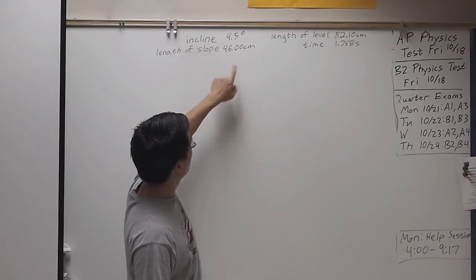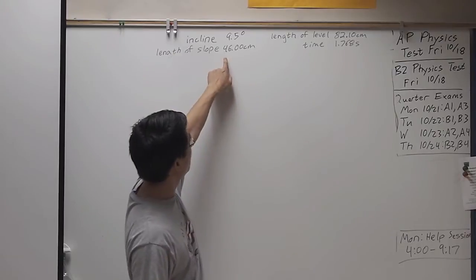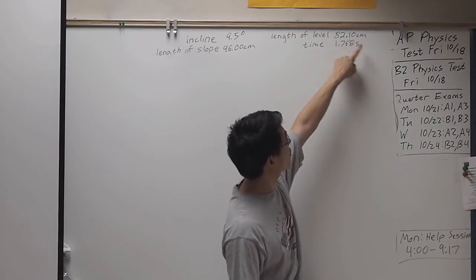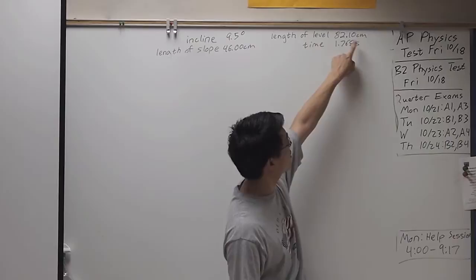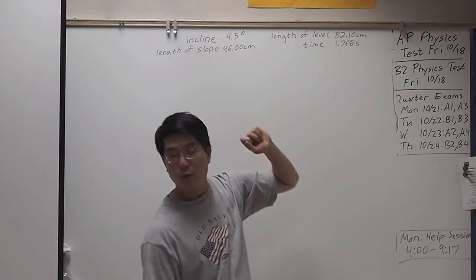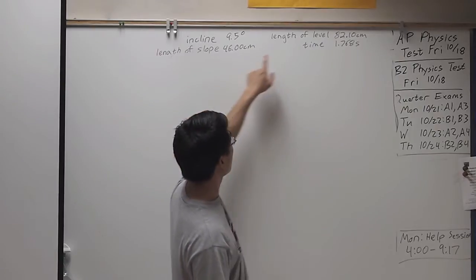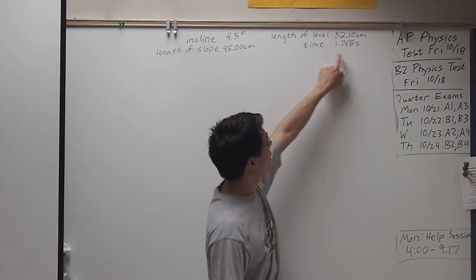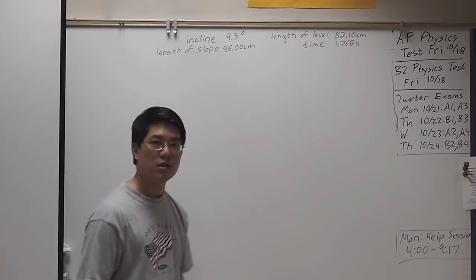The inclination of the slope is 9.5 degrees, the length of the slope is 46 centimeters, the length of the level portion is 82.10 centimeters, and the time required for the ball to move down both portions, both the slope and the level, is 1.768 seconds.